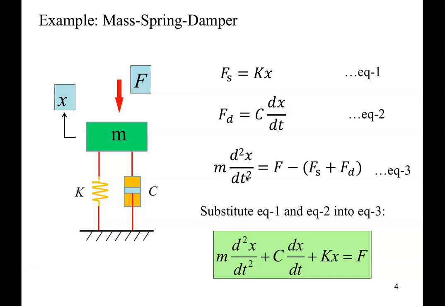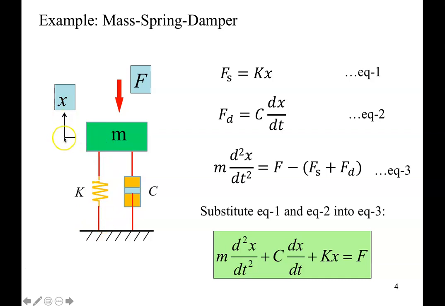Now, if I apply force as this red arrow shows, if I apply force to that mass, the mass will start to move down. If I reduce force, the mass will go up. Now, of course, this mass has to overcome the reaction forces produced by the spring and the damper. The force in the spring is proportional to how much the spring is compressed.